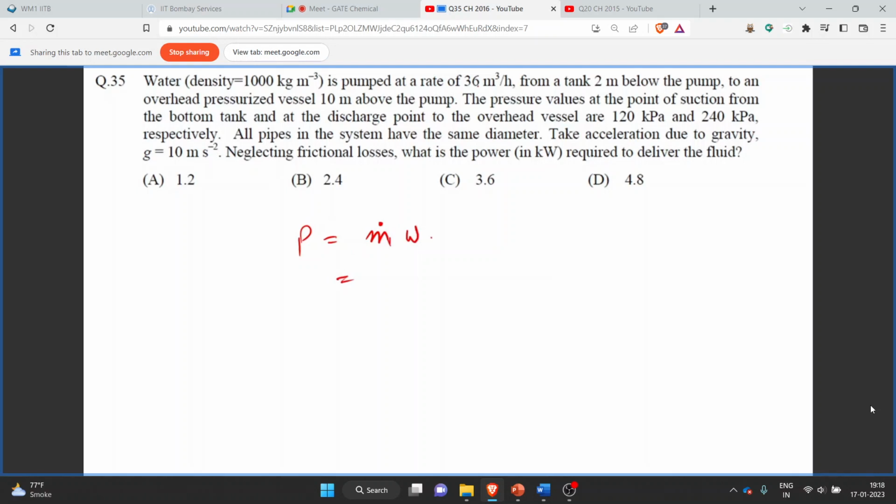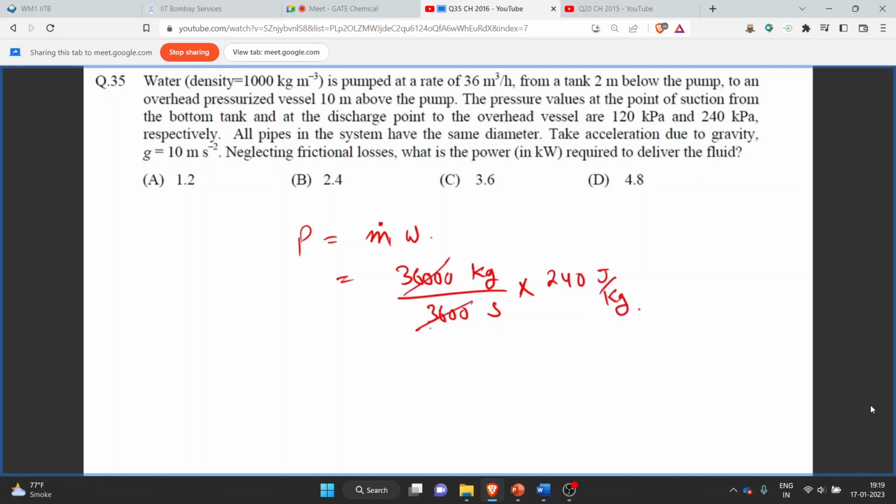Since we have been given the flow rate in 36 meter cube per hour, we can change it into kg per second as follows. Density is 1000 kg per meter cube, so 36 meter cube will be equal to 36,000 kg. And we can change it into second as 3600 second. And then the work we found out to be 240 joule per kg.